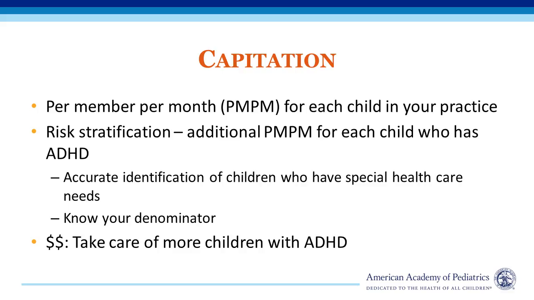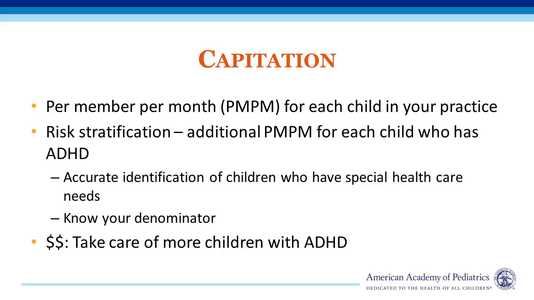capitation, as we talked about, or per member per month, you would get a baseline payment of money for every child in your practice, even if you've maybe never seen them, but they're still assigned to you. Then there's usually an additional payment, a secondary or supplemental per member per month for each child that is more complex, with the higher payments obviously going to more complex children.